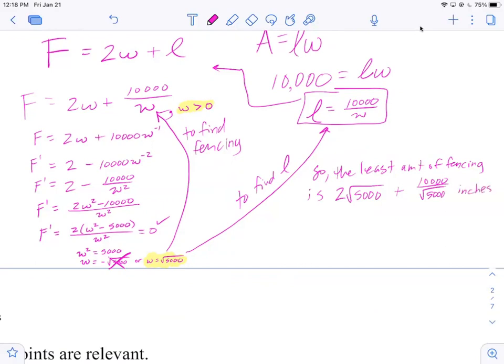Inches, right? Inches. Now I don't need units down here on the end of the computation because I'm answering the question and they're there. But if you want to, it doesn't hurt to add them there as well. So I didn't even really need to find L. L would be 10,000 over that number. That's really the second one there. So that's it.